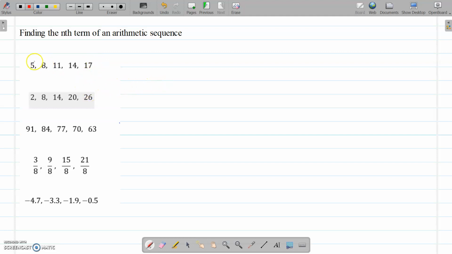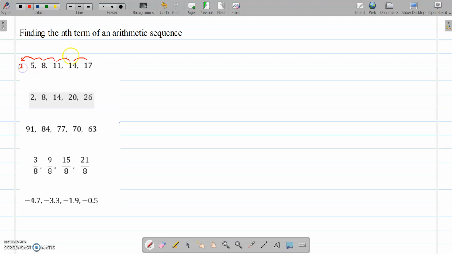If the sequence is ascending like this one is, you're adding on each time. In fact, you're adding on 3 each time. That's pretty easy to see. What we do is we look for what we call the 0th term. In other words, what term would go in front of the 5 if we were to go backwards through the sequence? Well, clearly it would be 2.